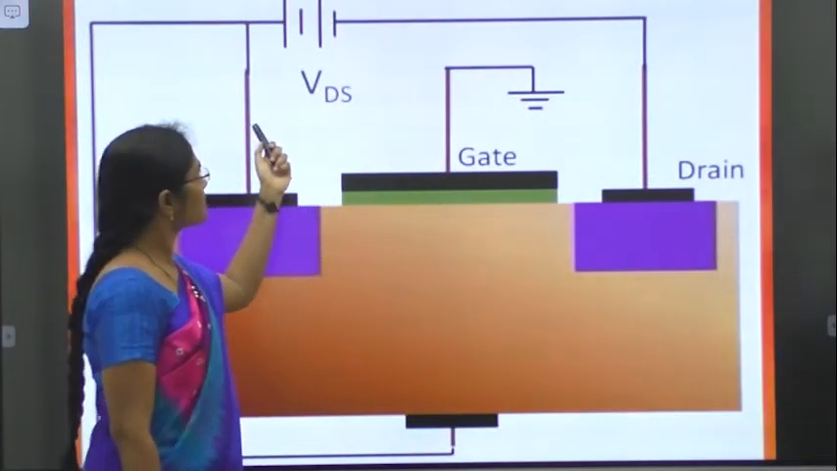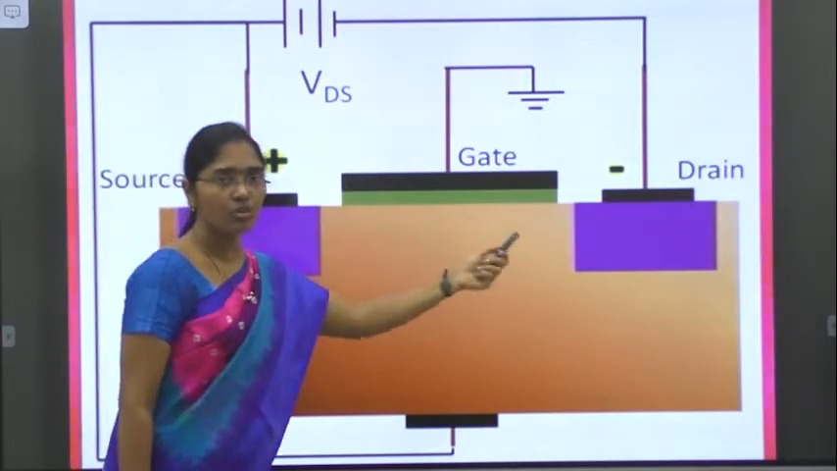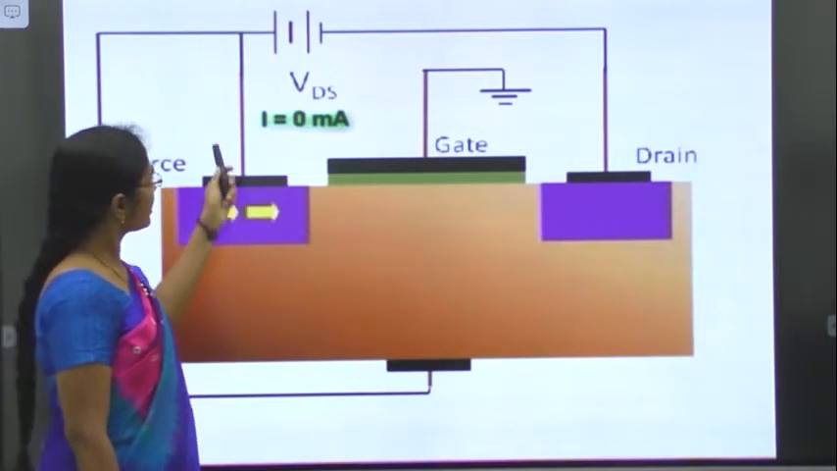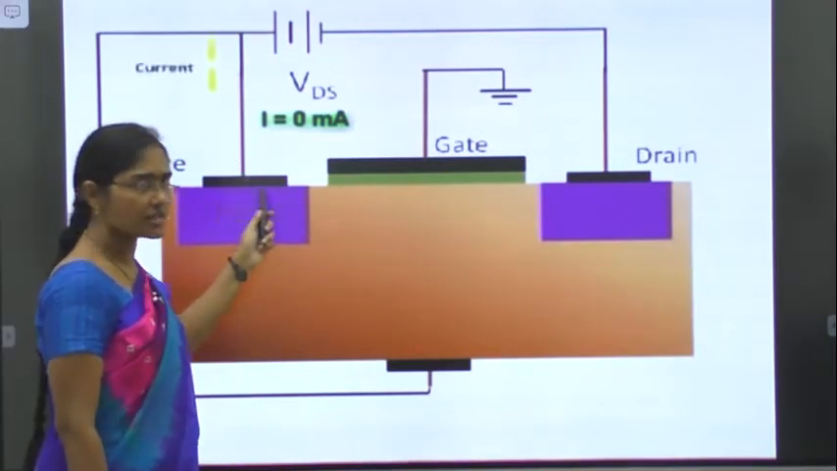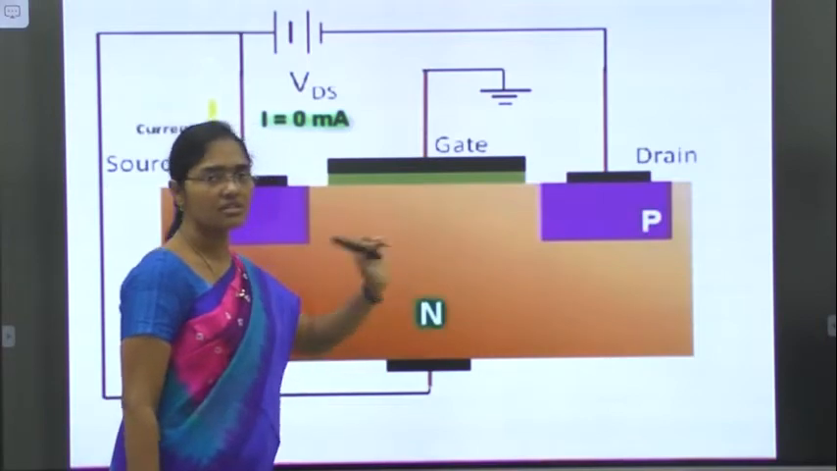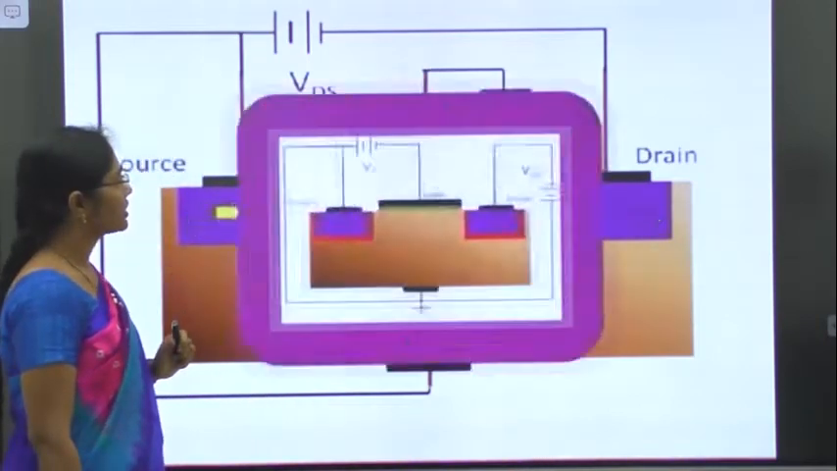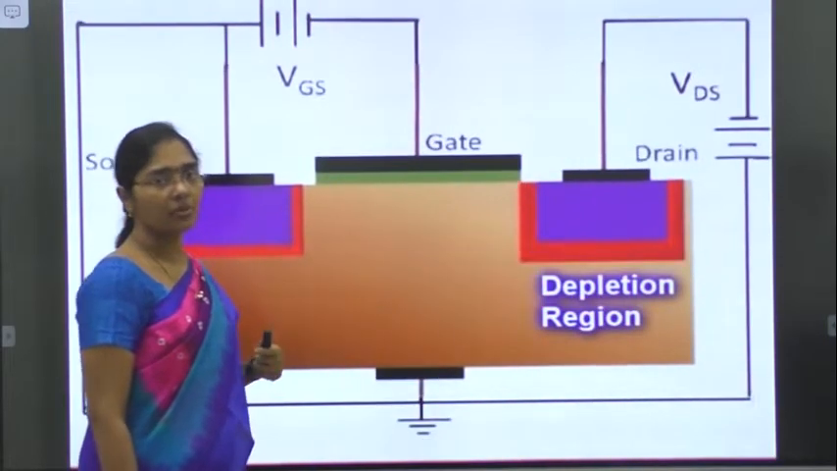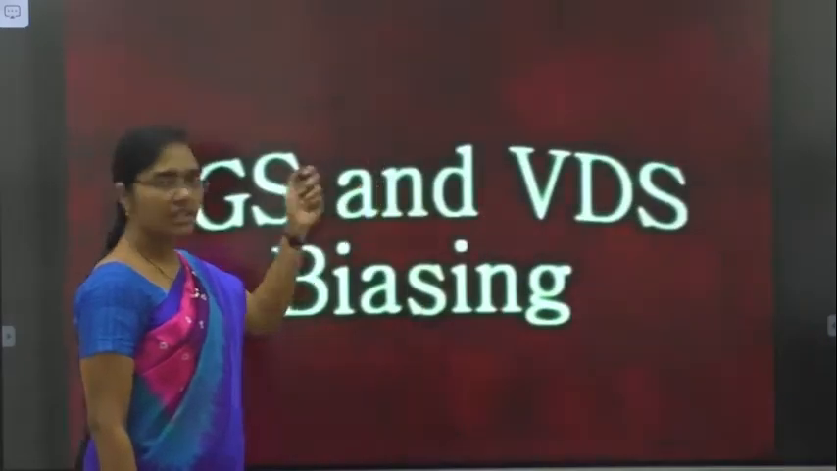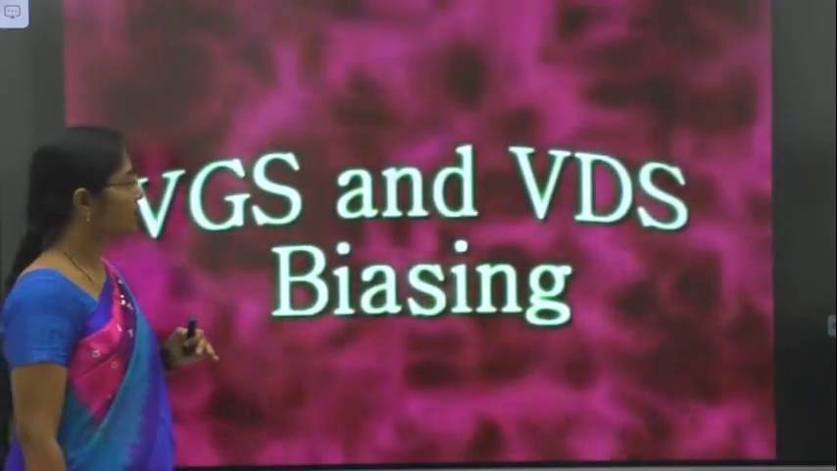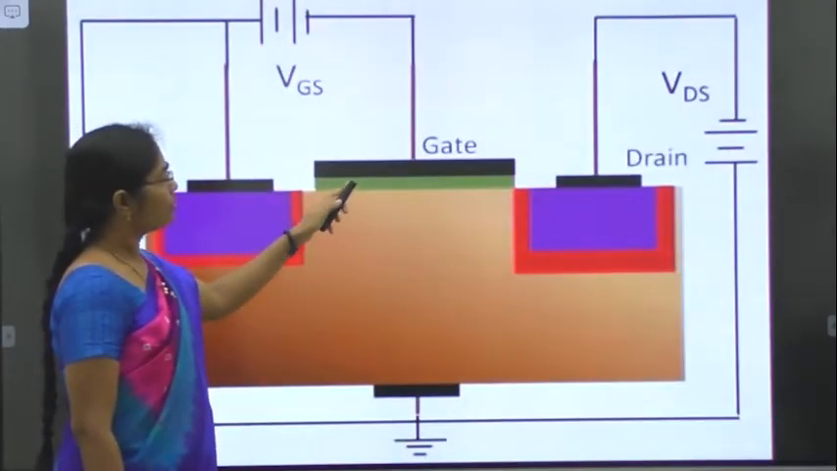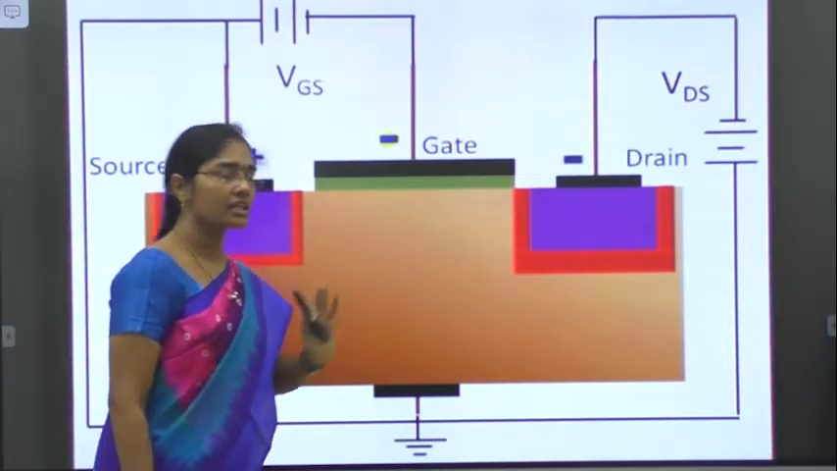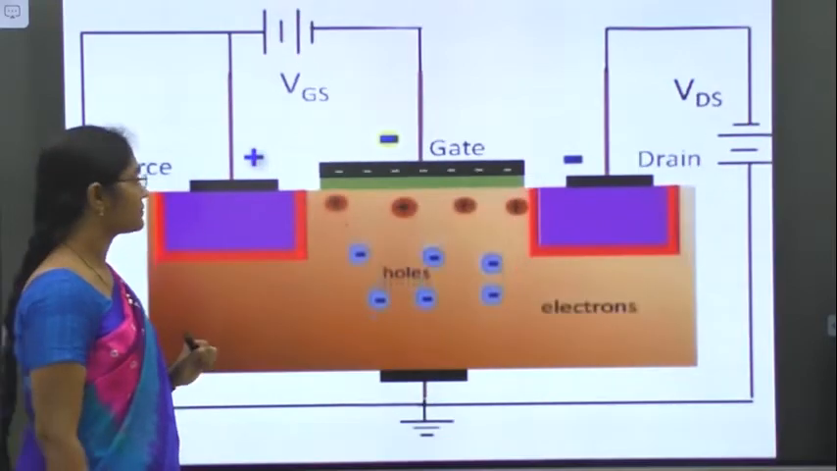Before applying the gate potential, if we apply any VDS, there is no current because there is no connection between source and drain. Even though there is some potential at the drain and source, there is no current. Now let's apply the voltage at the gate and drain. Then what will happen? Because of applying the potential at the gate, the channel will be created. So first the channel will be created here, then through that channel current carriers will be transferred.